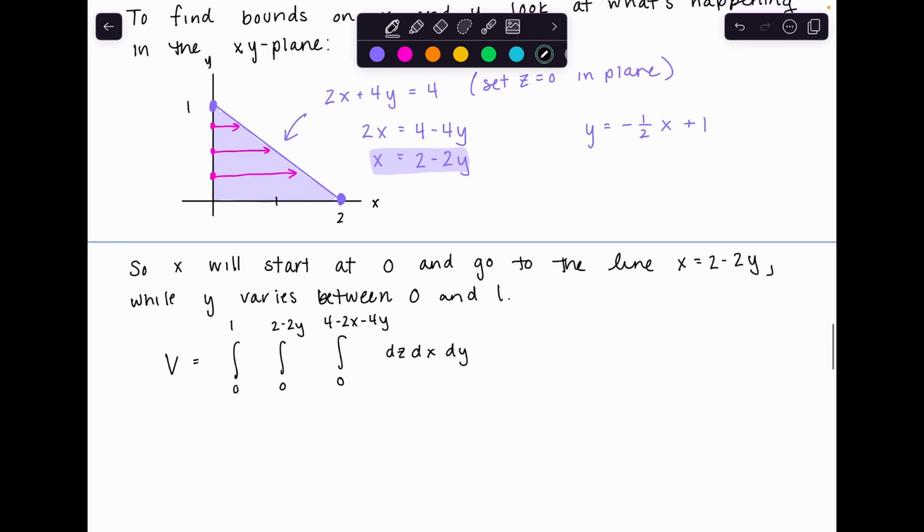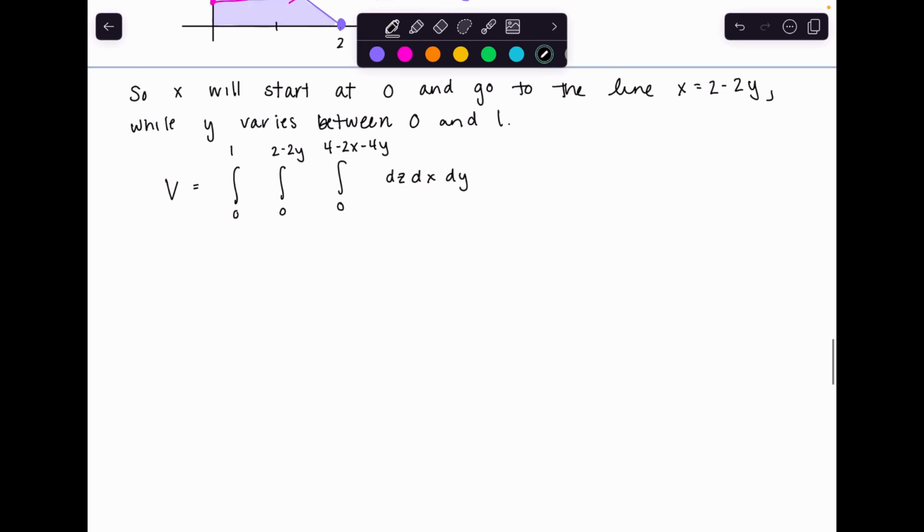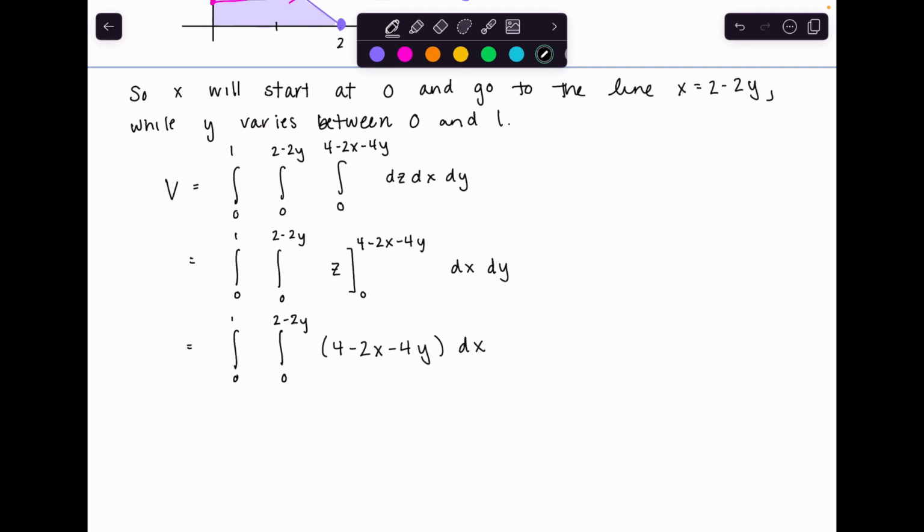Okay, so we are set up now. We just need to go ahead and evaluate this triple integral. So that's from 0 to 1, 0 to 2 minus 2y. The antiderivative of the inside is z, evaluated from 0 to 4 minus 2x minus 4y. Luckily, when we plug in that lower bound, nothing happens. So really, we just get 4 minus 2x minus 4y inside here.